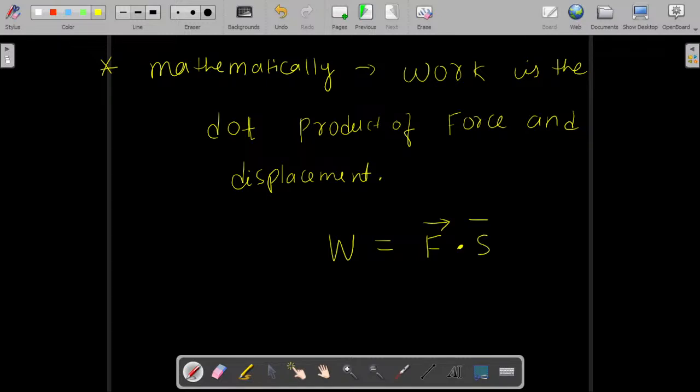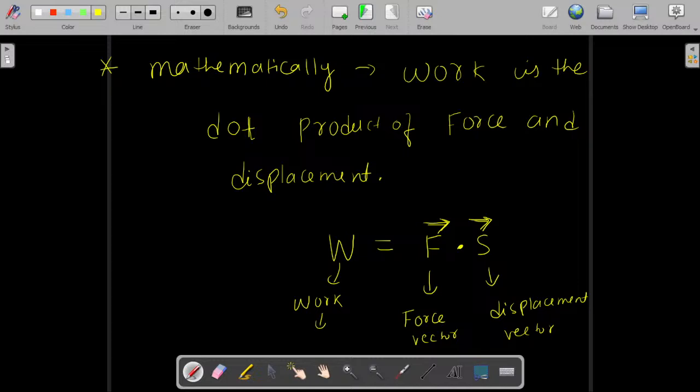As we know, force is a vector quantity, so put an arrow over force. This represents the force vector. S represents the displacement vector. And here W is work. It's not weight, it's work. It is a scalar quantity, so you write it is scalar quantity. Vector means both magnitude as well as direction, but scalar means only magnitude.